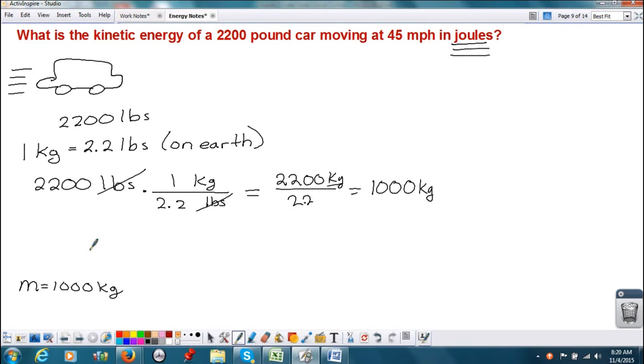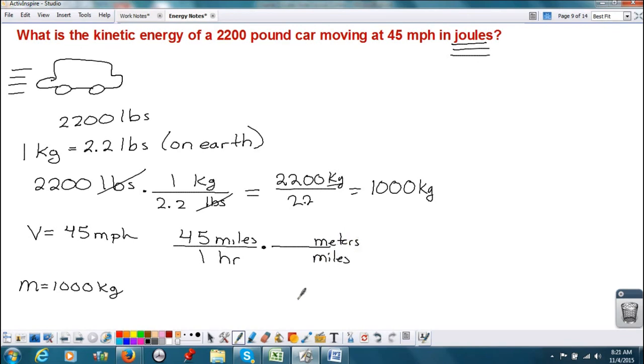What other information do they give us? Well, they say the car is moving at 45 miles per hour. Doesn't say which direction, doesn't matter, it's a speed. Okay, but it's 45 miles per hour. Well, I need this to be in meters per second, so I need to do some conversions. So 45 miles per hour means 45 miles every 1 hour. I want to get to meters per second. Well, I want to cancel miles, so put it in the bottom. And I want to get to meters.